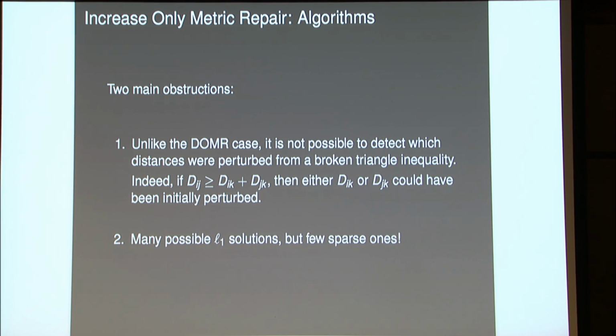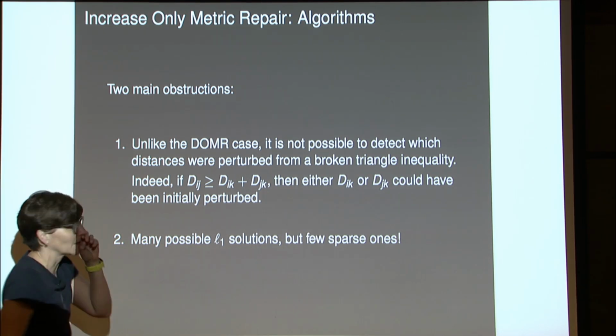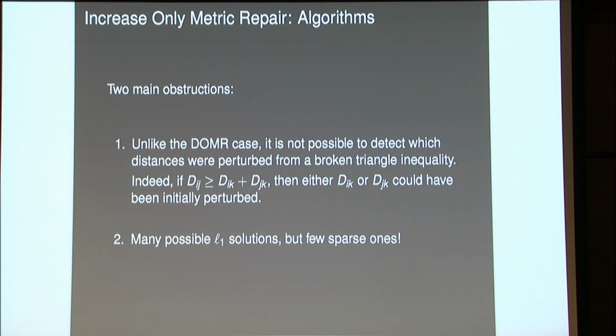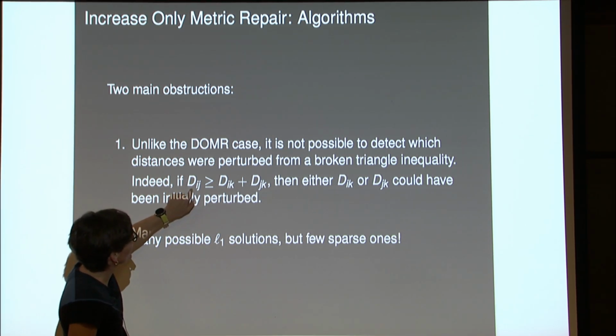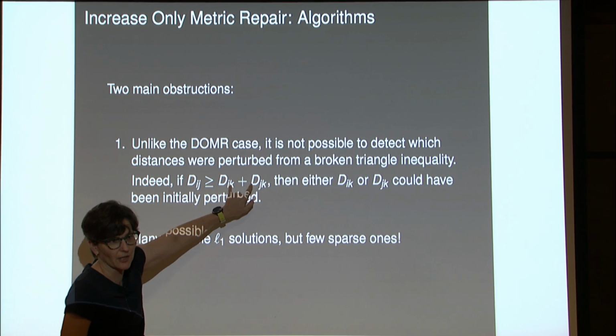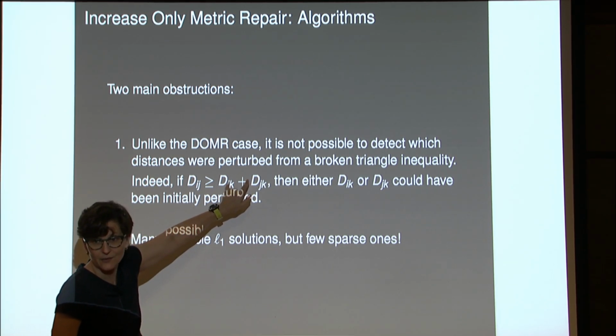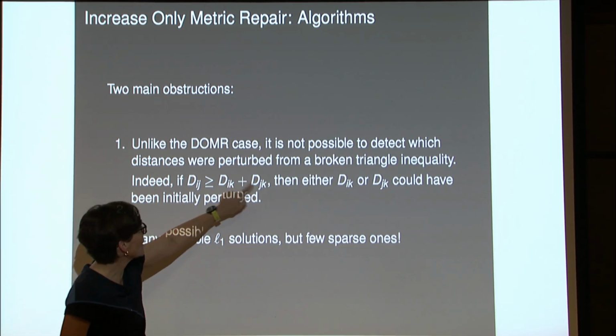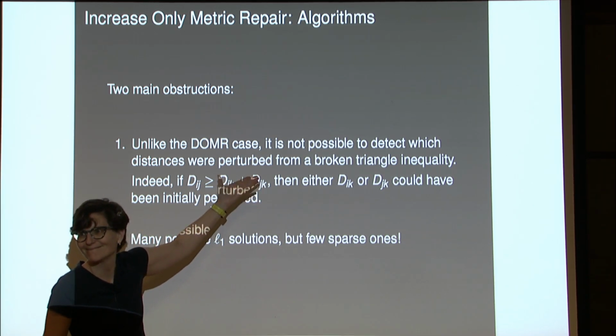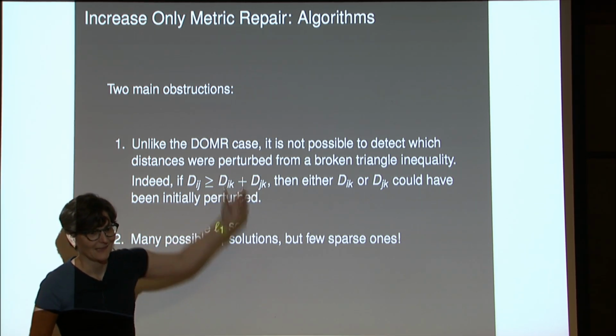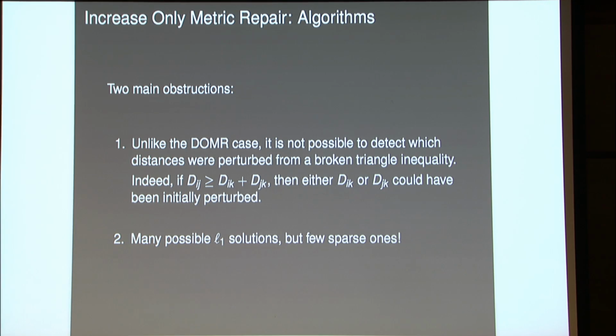In particular, it's hard in a very technical sense. Okay, so the increase-only metric repairs problem is hard. It's NP hard. Sorry, it's also NP complete. Okay, so why might it be hard? If I have a broken triangle, this leg is greater than the sum of these two legs, and all I can do is increase the leg of a triangle. So which one of these should I pick? Don't know. Okay, so that's the problem.